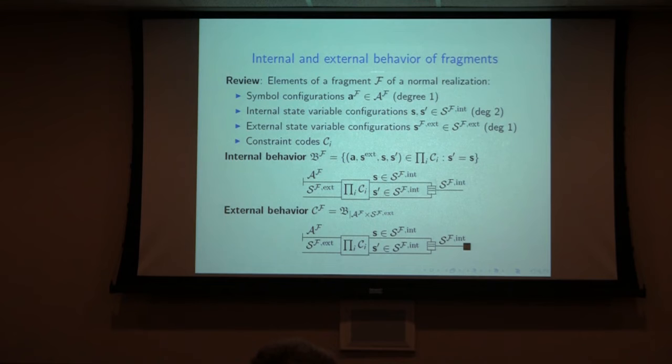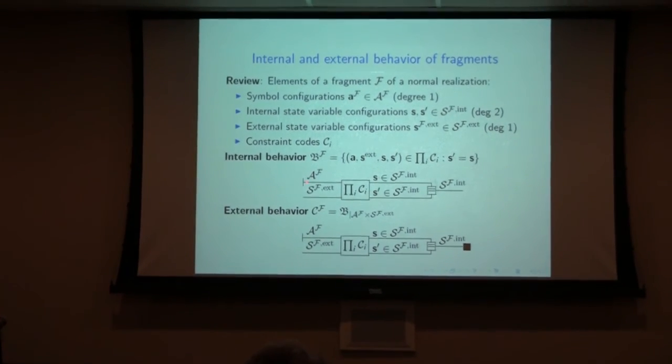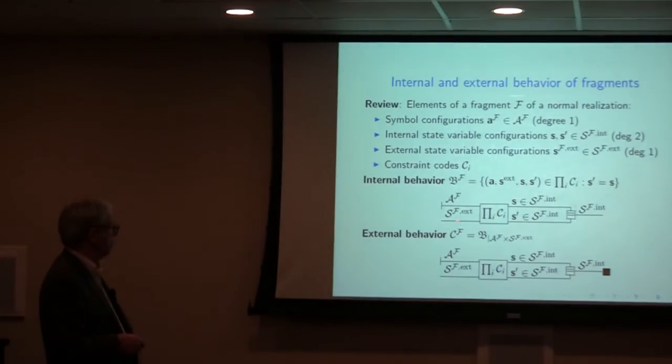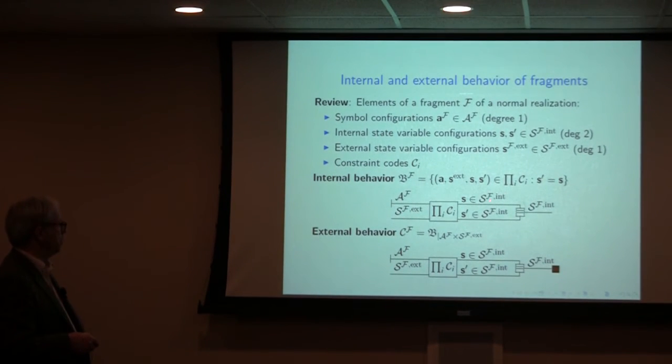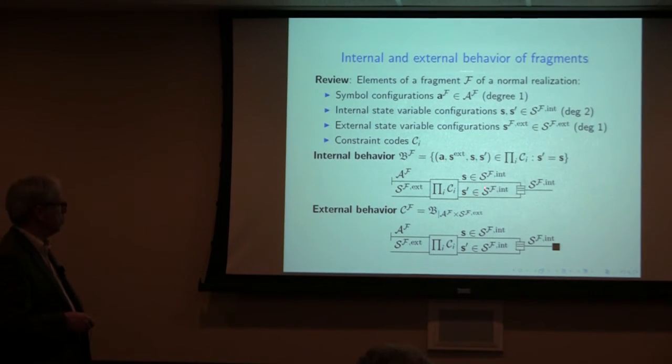Okay, internal, external behavior of fragments. I'm not going to introduce all this notation, just in terms of pictures. The internal behavior is defined generically as follows. Here are my external variables. Here are my external or boundary state spaces. Here are my internal state variables. Each of these appears twice. Each of these appears once. Each of these appears once. This is the set of all the constraints, and all of these values must satisfy all these constraints.